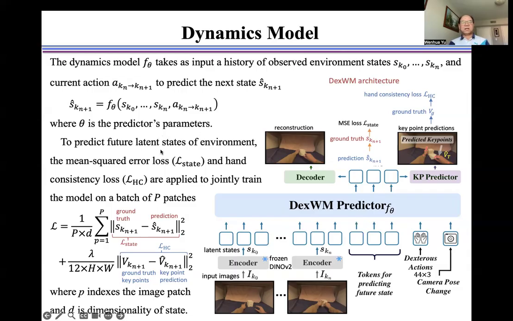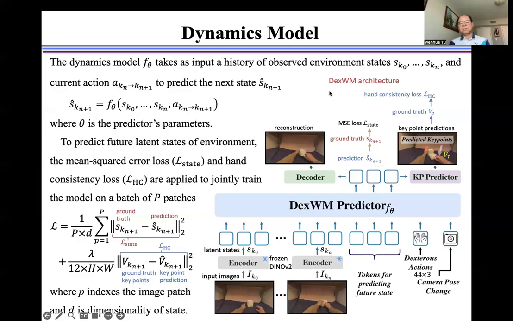To predict the future latent state of the environment, the mean squared error loss and hand consistency loss are applied to jointly train the model on P patches, as shown here, which consists of two terms. One is the mean squared error loss, one is the hand consistency loss, where P indexes the image patch and D is the dimensionality of the state.